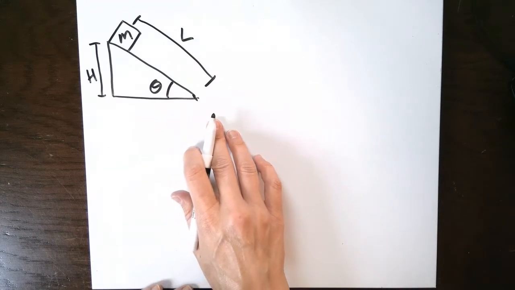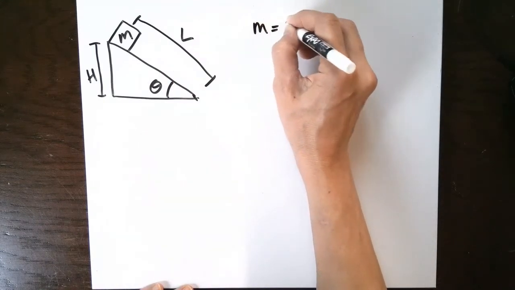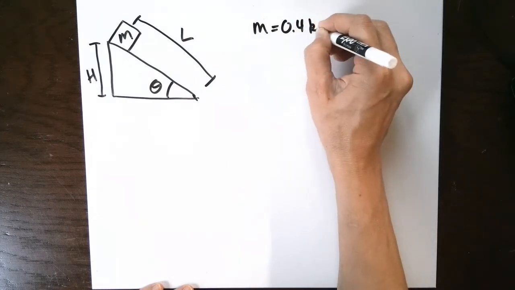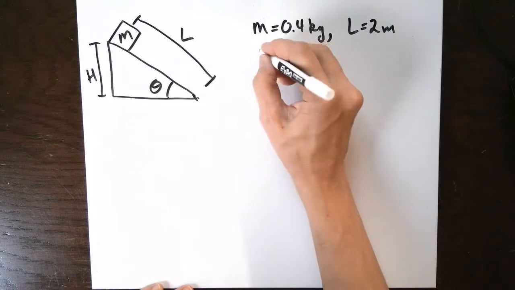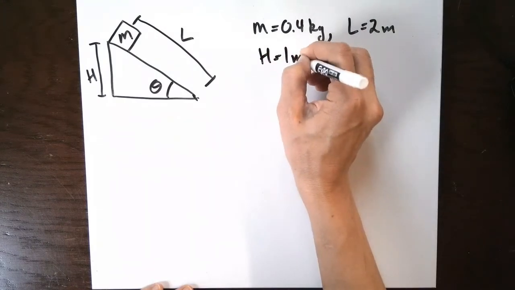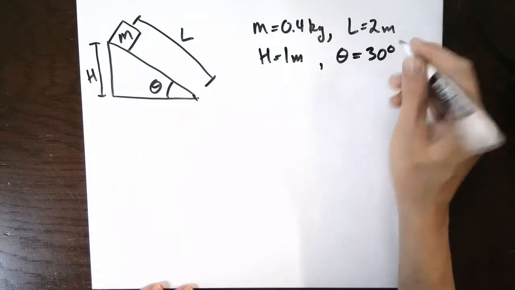What else do we know? Well, I guess we have actual numbers for all of those. Mass is 0.4 kilograms. The length of the ramp is 2 meters. The height of the ramp is 1 meter. The angle is 30 degrees.